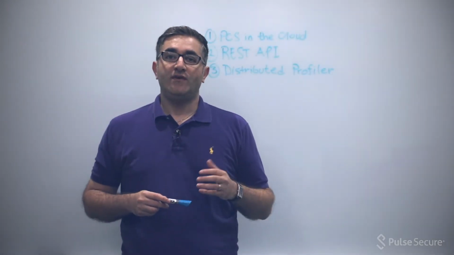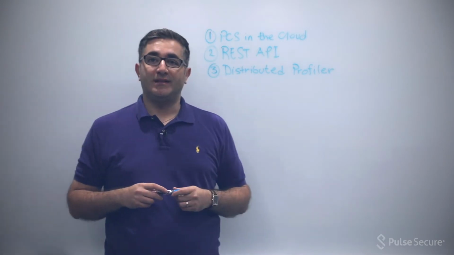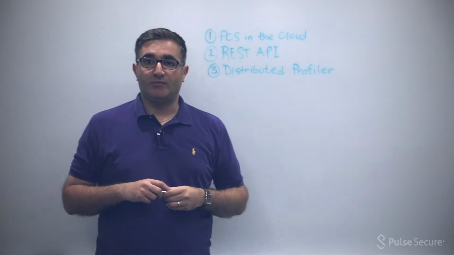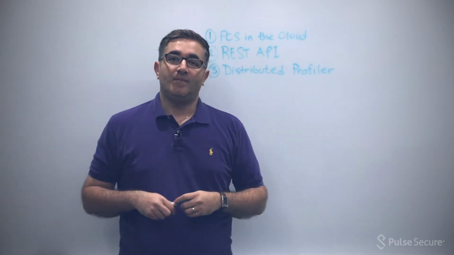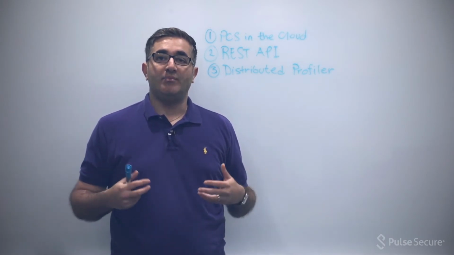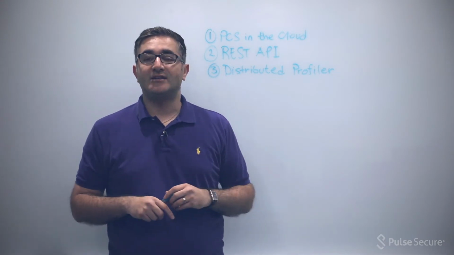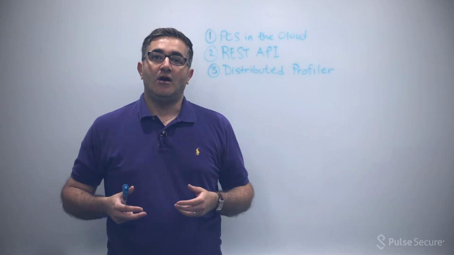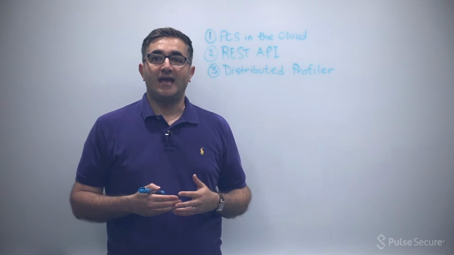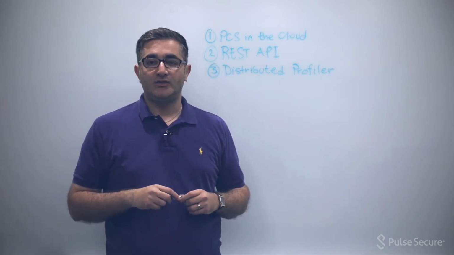Let's take a look at a few of the flexibility and scale highlights across Connect Secure, Policy Secure, and our mobile and desktop clients. A few of the things we want to look at are PCS in the cloud, the REST API, and distributed profiler. As you may know, PCS and PPS are available in many forms. They're on our PSA series appliances along with some of our other legacy appliances. They're also available on hypervisors, so things like VMware ESXi or Fusion, KVM, and Hyper-V from Microsoft.